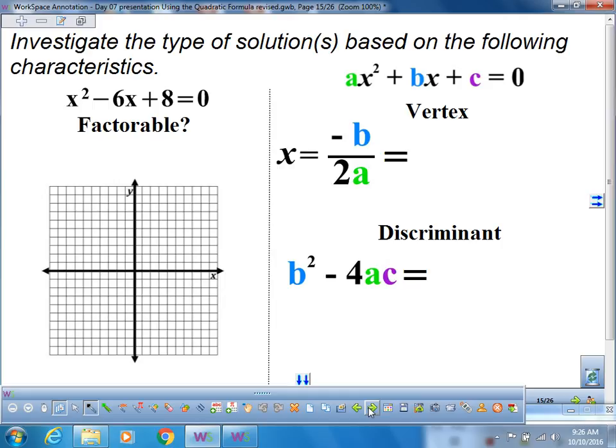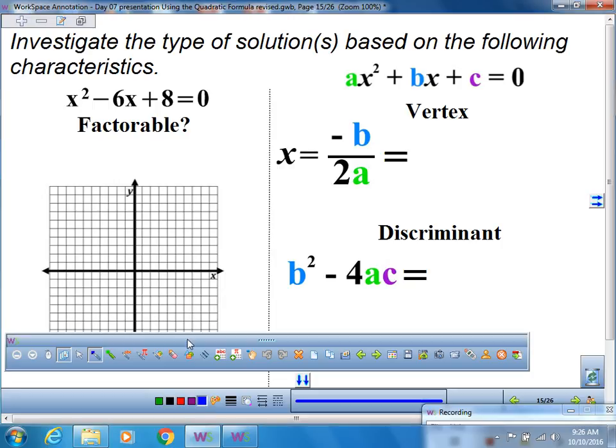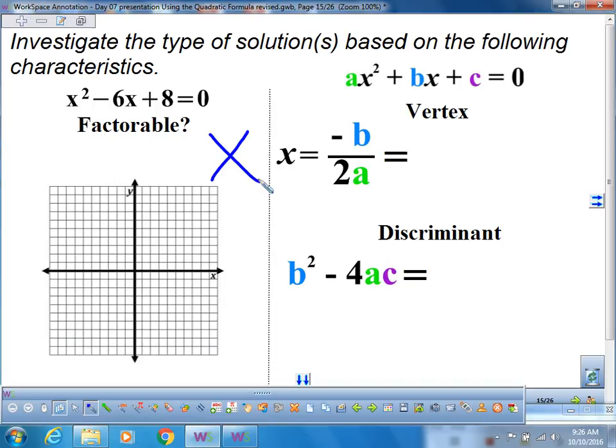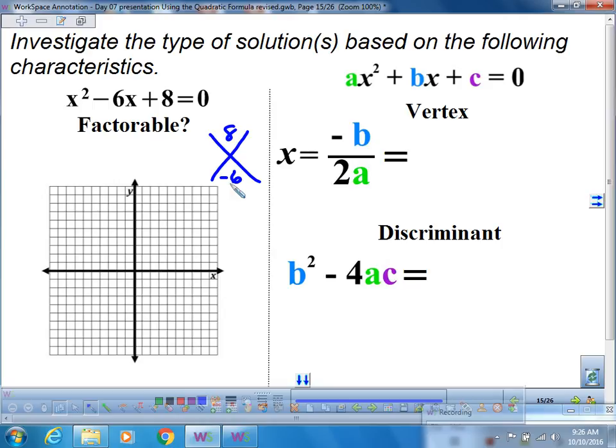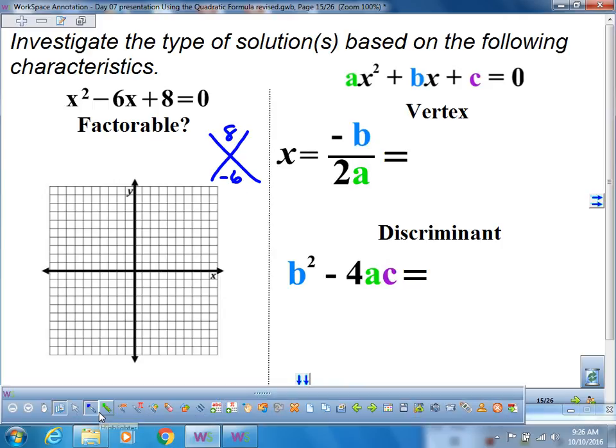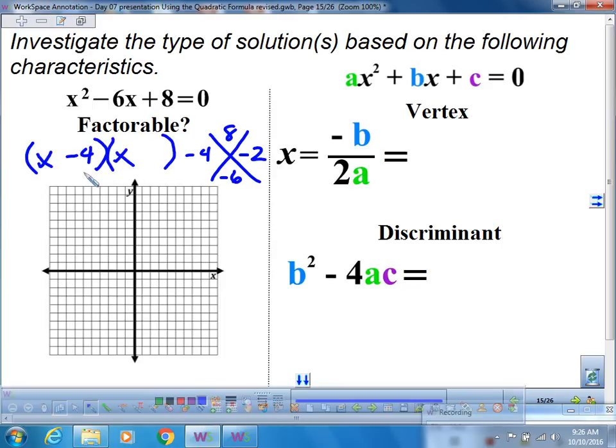Okay, so what about this one? Is it factorable? Let's check. I have 8 and negative 6. Can I get an 8 if I multiply, and if I add, I get negative 6? Negative 4 and 2? Does that work? So this is factorable to x and negative 4 and negative 2.